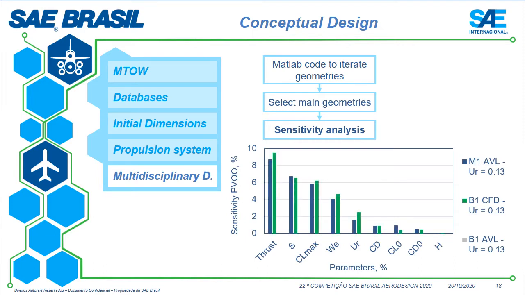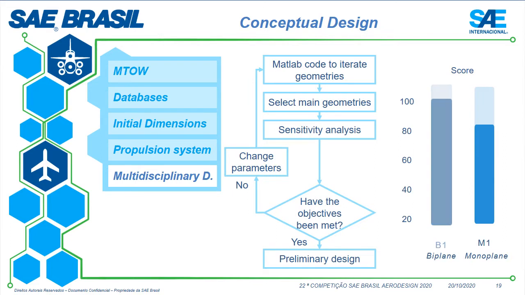B1 and M1 are the biplane and monoplane obtained from the code. Thrust, wing surface, and maximum lift coefficient are the most important factors for the score. This was considered for airfoil optimization. B1 is the best choice since it complies with the geometric restrictions and has the highest surface, payload, and flight score.